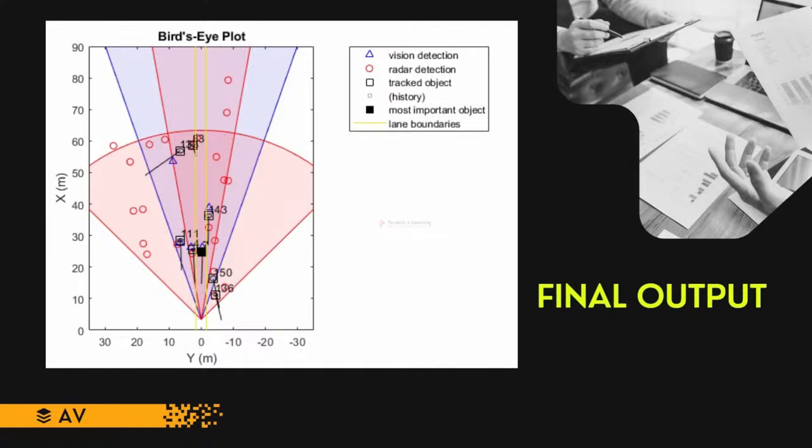So we will set the limit to 35 meters on each side. This means our bird's eye plot will show us a square area with sides of 70 meters and depth of 90 meters in front of the car. I will show you that also. So for that we need the MATLAB software here.